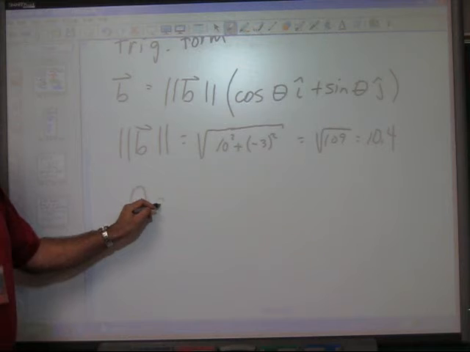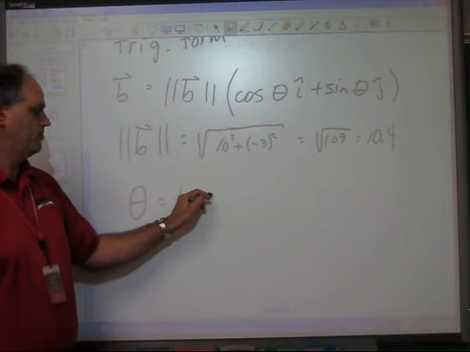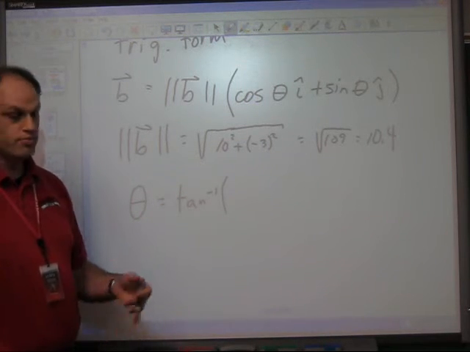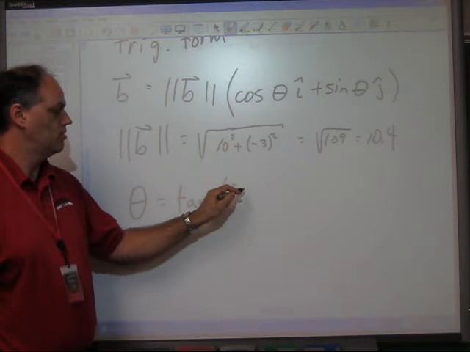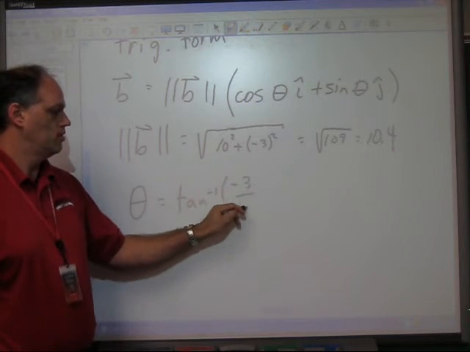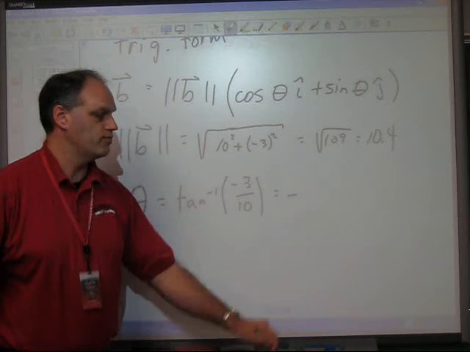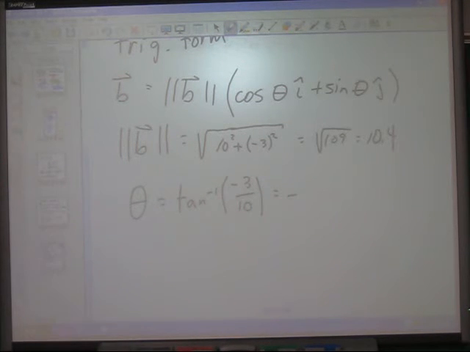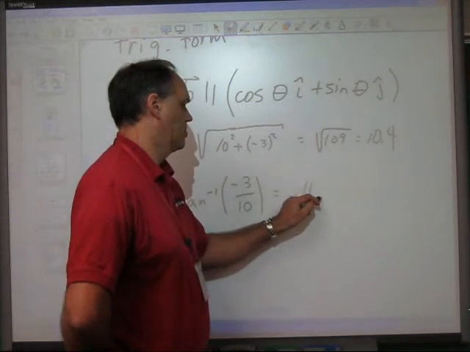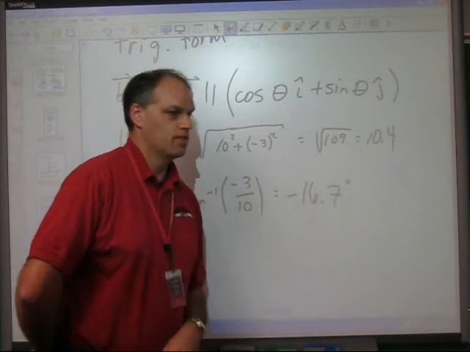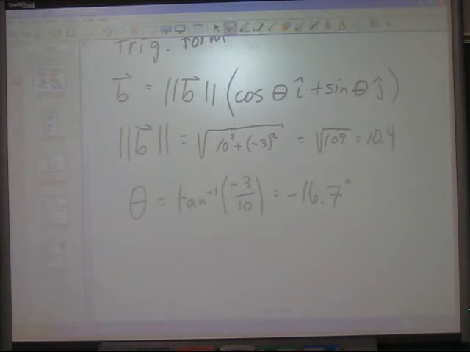So going back to tangent, theta equals the inverse tangent of negative 3 over 10. The inverse tangent of negative 3/10 would happen to be negative 16.7. Do we really want to write negative 16.7 degrees? If I take negative 16.7 degrees and add 360, is that going to land me in the right spot?